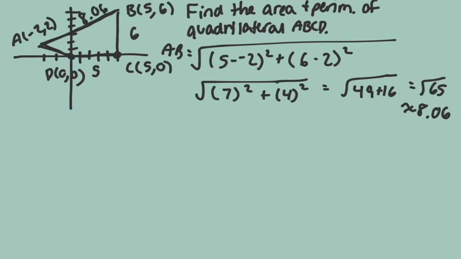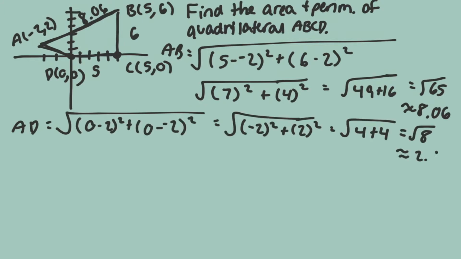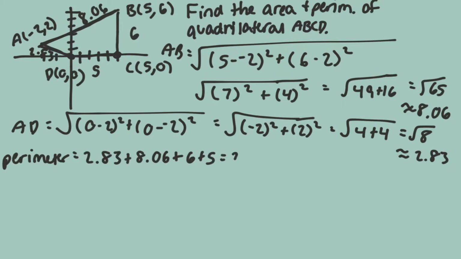And then we also want to find the length of AD, so we can do the distance formula again. And we get about 2.83. So then to find the perimeter, we can add up all the sides. And we get 21.89. The area is a little bit harder.